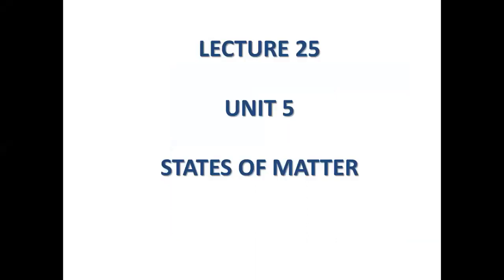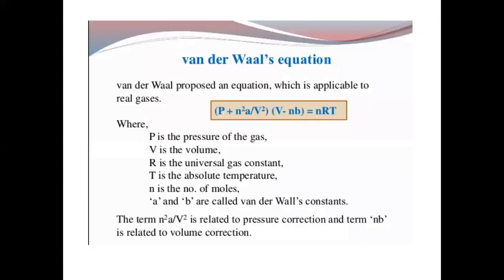Good morning, students. We'll continue our topic in states of matter, and yesterday we were doing the van der Waals equation. We'll continue with that. Yesterday we also covered real gases and ideal gases: how an ideal gas deviates from its path and becomes a real gas, and how we can correct that equation, PV = nRT, which is the ideal gas equation. So the answer is the van der Waals equation.